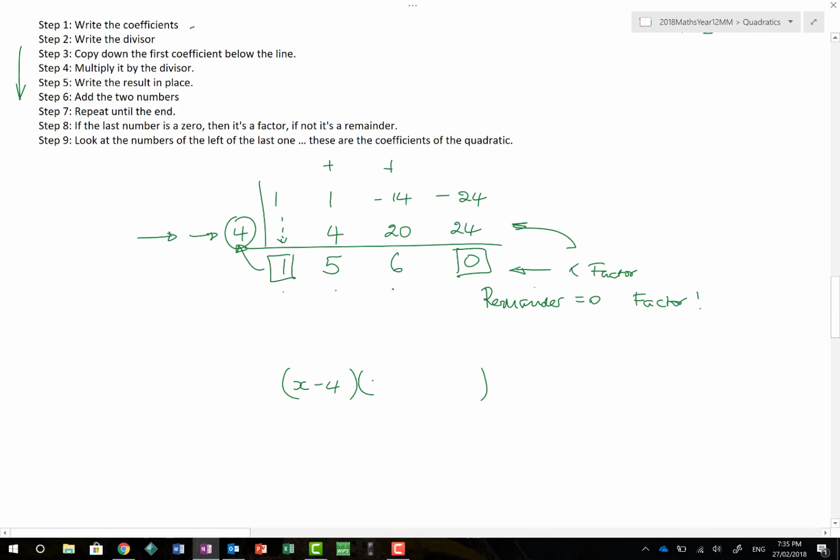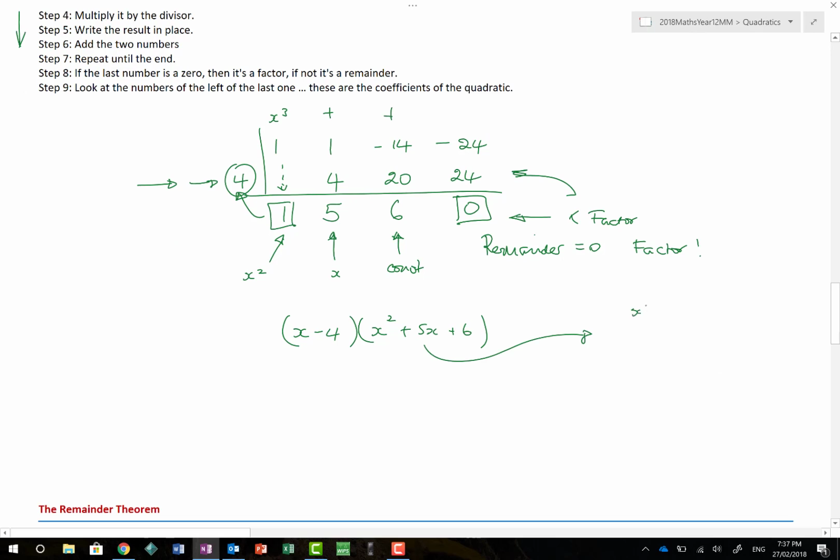So we already know that x minus 4 is a factor. We take the 1, and that now becomes x squared. Why? Well, this one originally was x cubed. This one was for our x squared term. You just take 1 off the degree. So that becomes our x squared term. This becomes our x term. And this becomes our constant. And so we get 1x squared plus 5x plus 6.